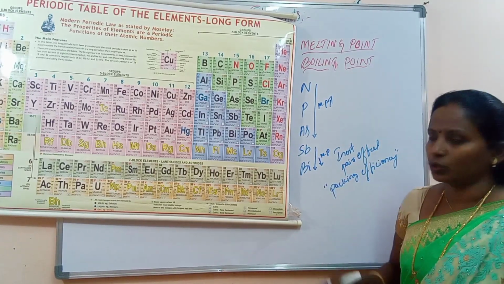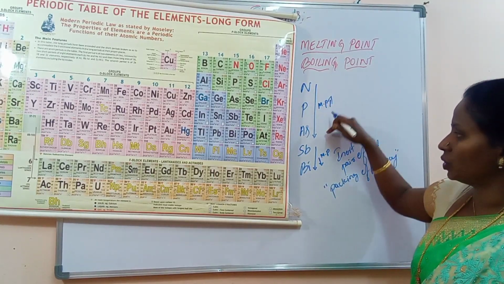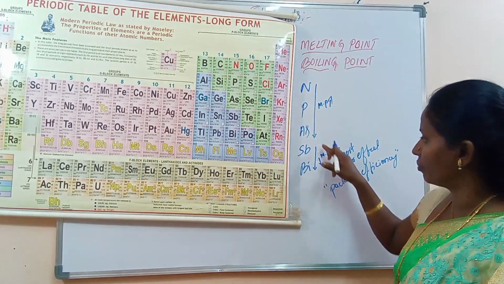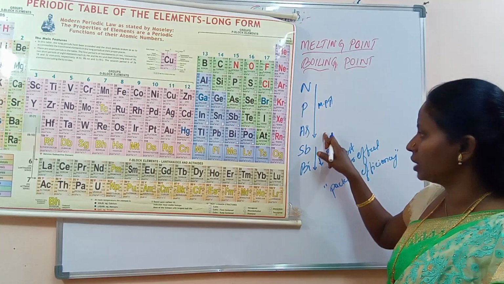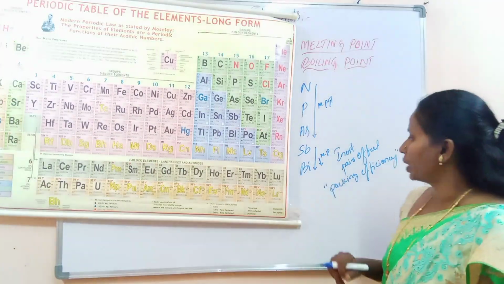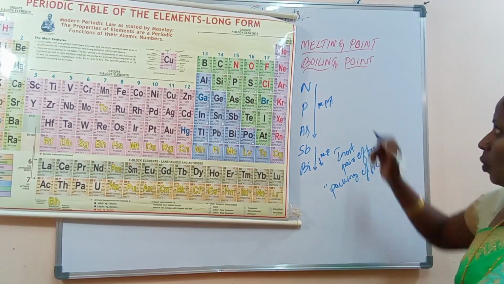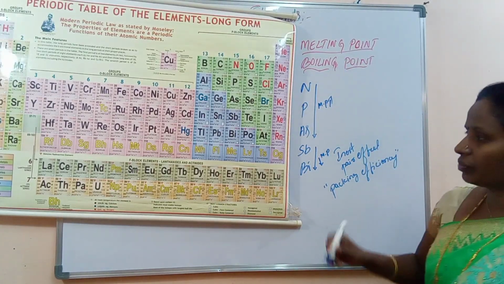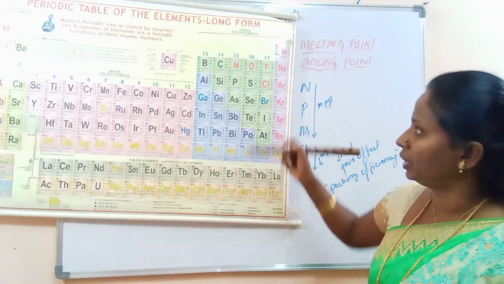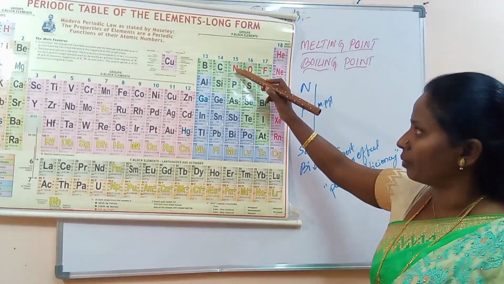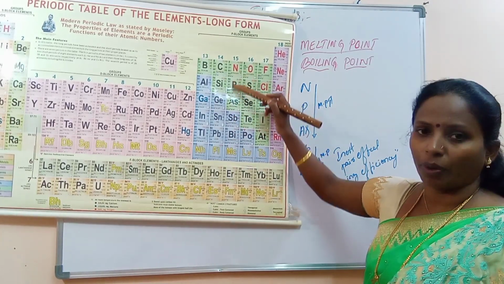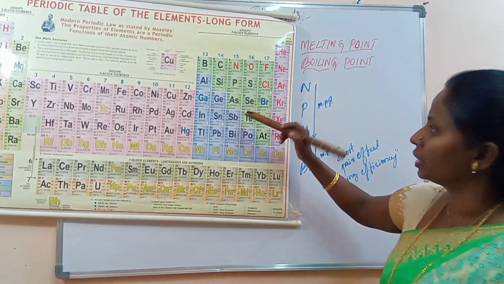So here you see from nitrogen to arsenic the covalency increases. From here the melting point increases up to arsenic, once again it decreases. Okay, so next to boiling point. As we go down the group, the boiling point of 15th group elements increases. As we go from nitrogen to phosphorus, arsenic, antimony and bismuth, the boiling point increases.